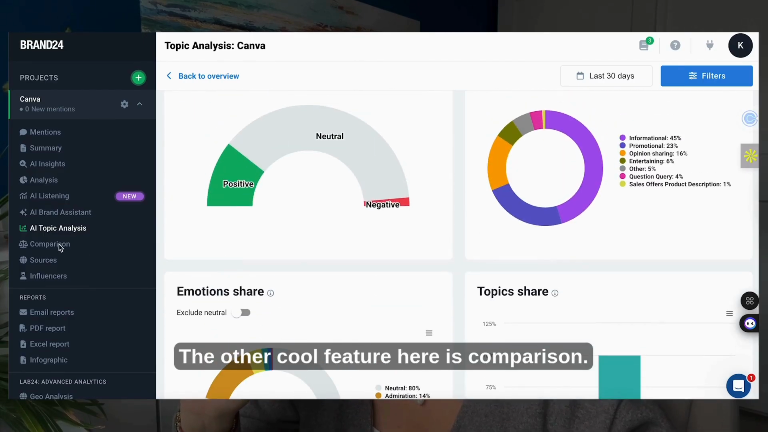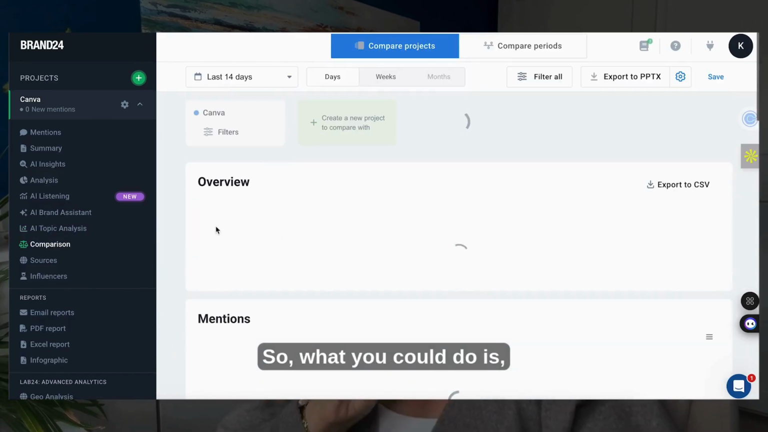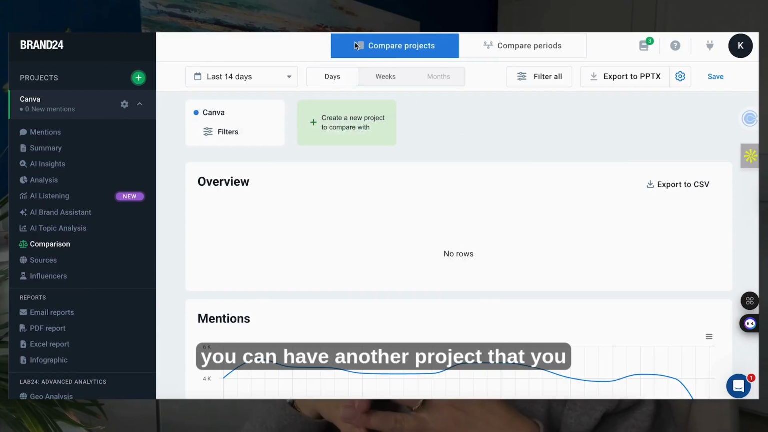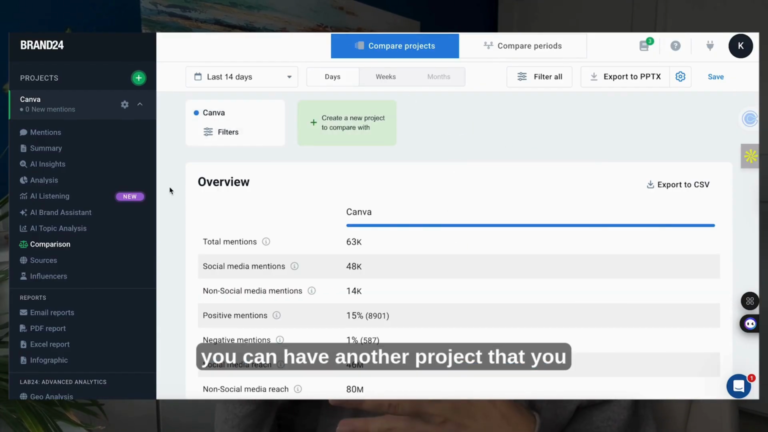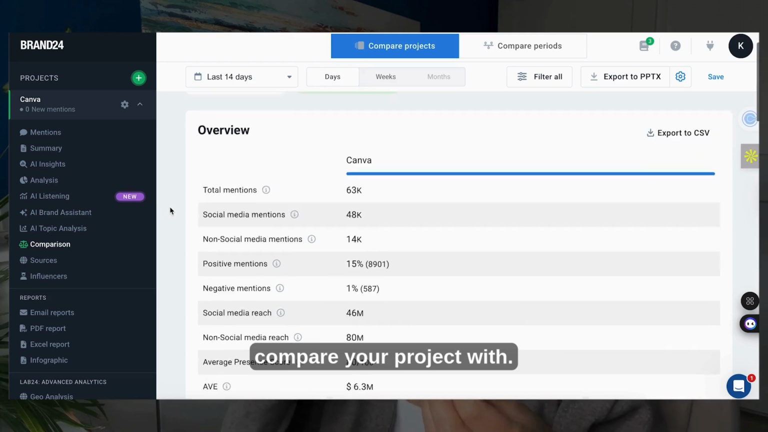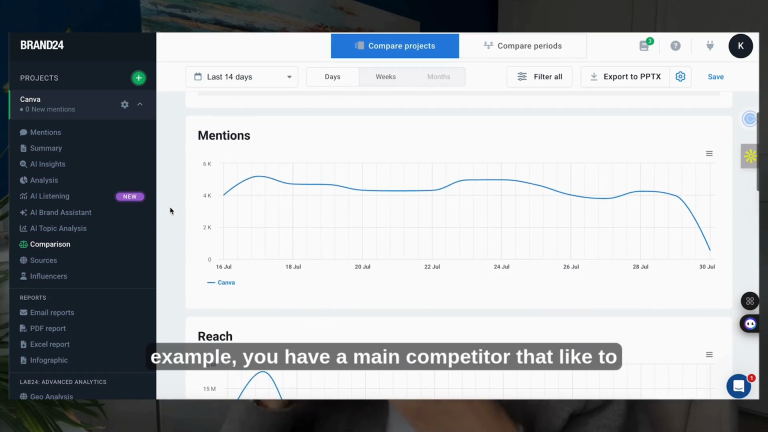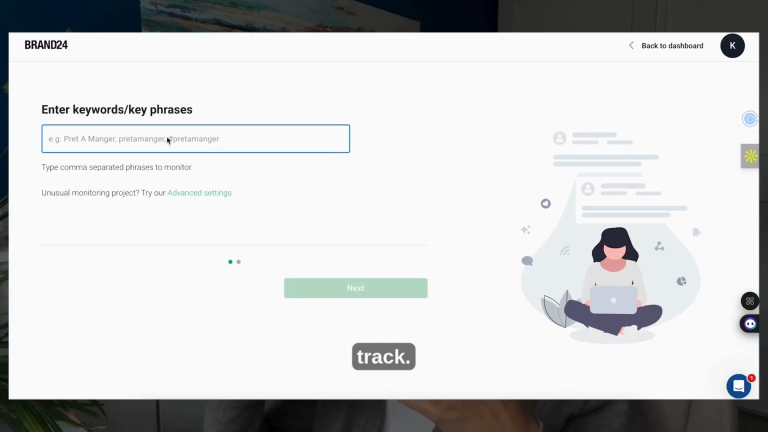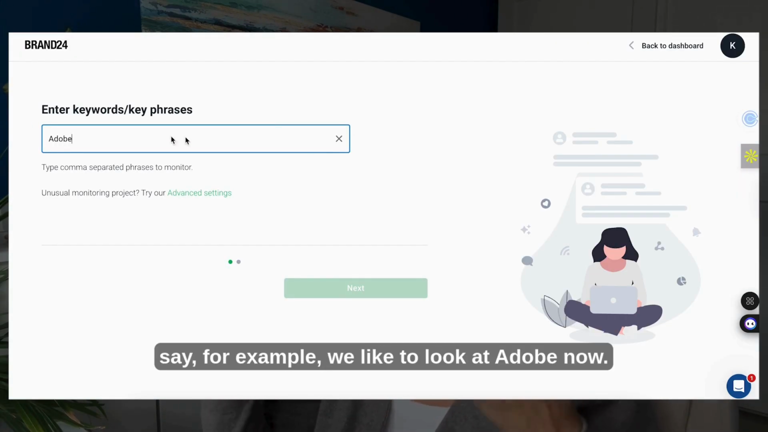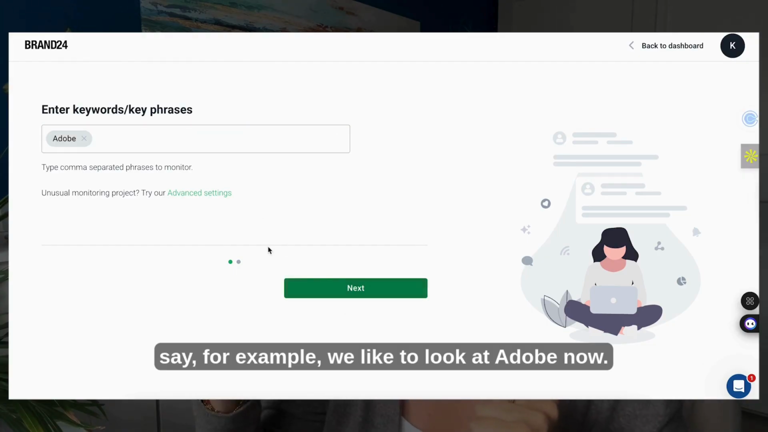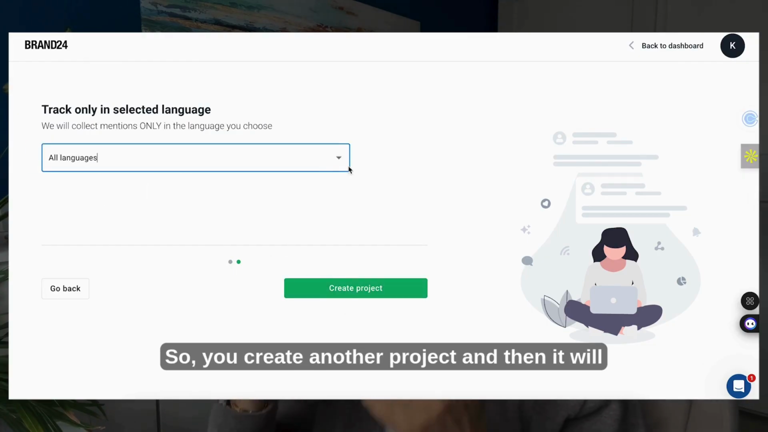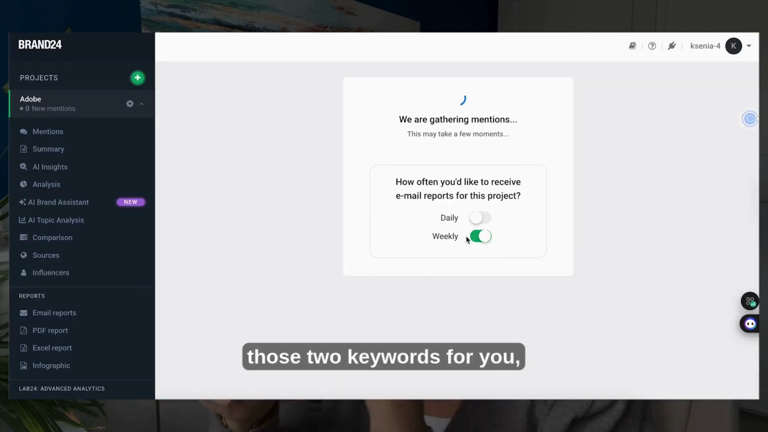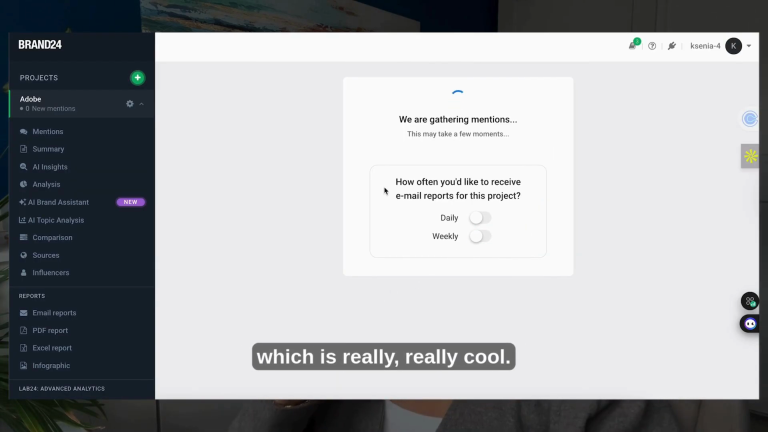The other cool feature here is comparison. Depending on your pricing tier, you can have another project that you compare your project with. So for example, you have a main competitor you like to track. Say for example, we like to look at Adobe now. So you create another project and then it will compare those two keywords for you, which is really, really cool.